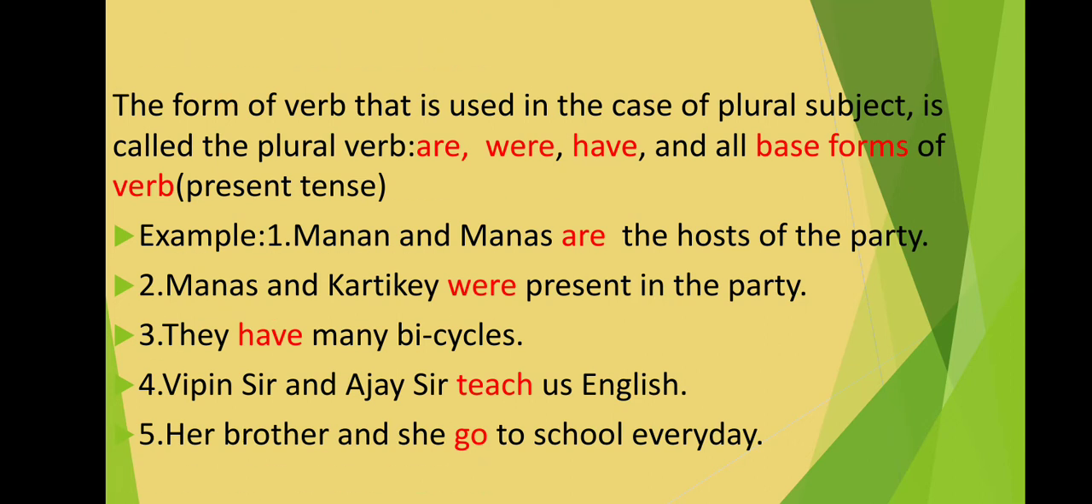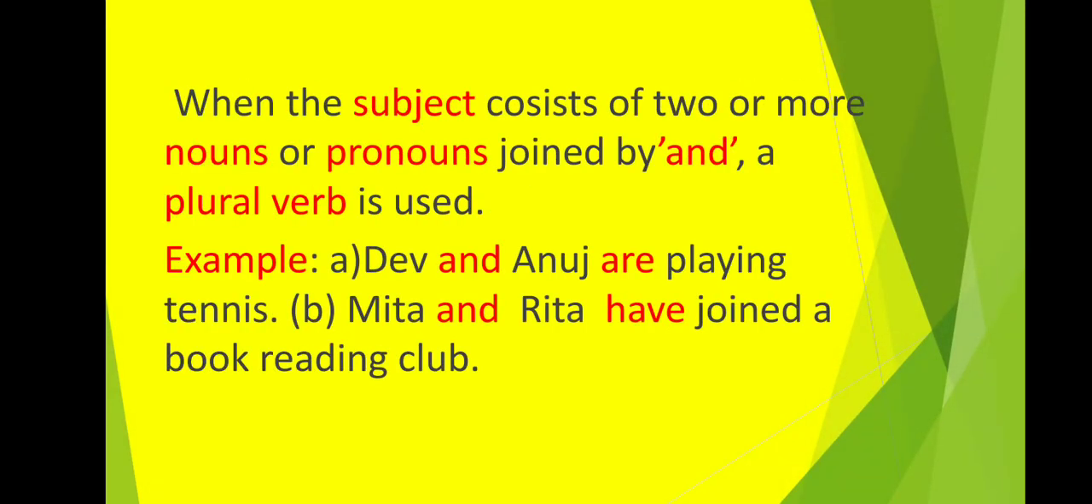So, first rule we are coming to: when the subject consists of two or more nouns or pronouns joined by and, a plural verb is used. For example, Dev and Anuj are playing tennis.